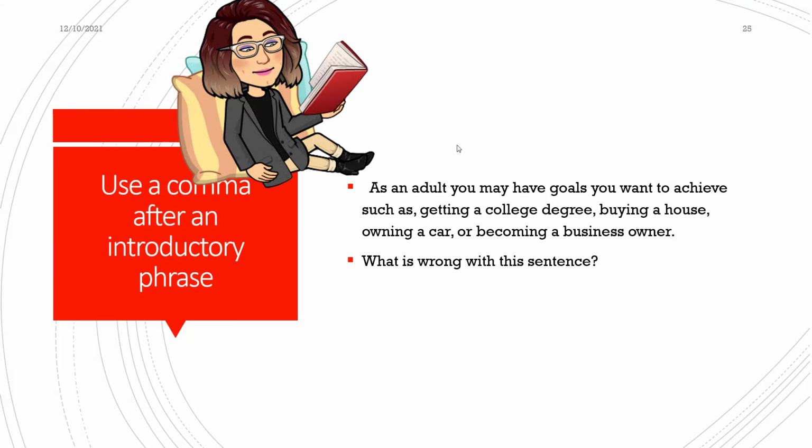Use a comma after an introductory phrase. And so the introductory phrase here is, "As an adult," comma, "you may have goals you want to achieve." And so this sentence is missing a comma after the introductory phrase. So this is the week 5 quiz, in which we went over everything punctuation.